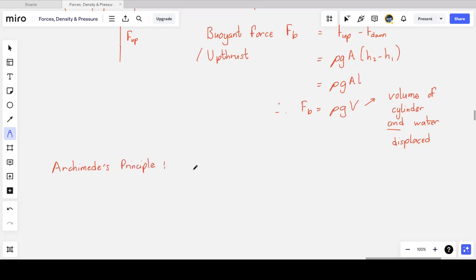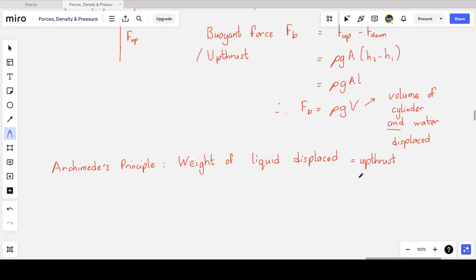And so Archimedes actually found this many years ago. And basically Archimedes' principle says that the weight of the liquid, not necessarily water, it could be any liquid. I'm saying water, I'm using that word quite loosely, but what I actually mean is any liquid. The weight of the liquid displaced when I place an object in the liquid is equal to the upthrust.